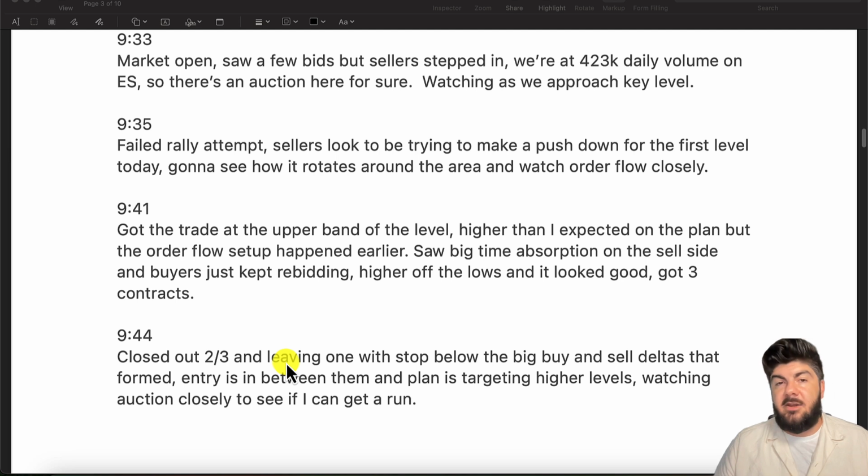9:44, just 3 minutes later, I said close out 2/3 and leaving one with a stop below the big buy and sell deltas that formed. Entries in between them, and the plan is targeting higher levels, watching auction closely to see if I could get a run, a continuation to make some more money in this trade.